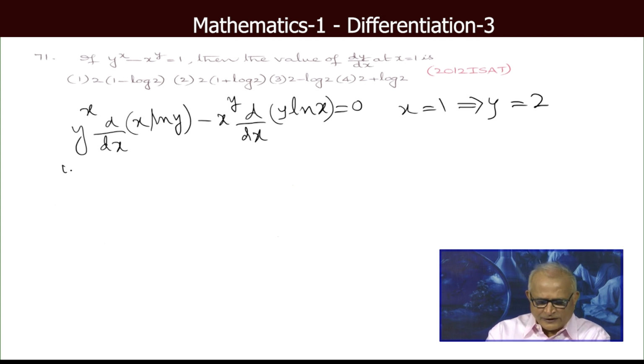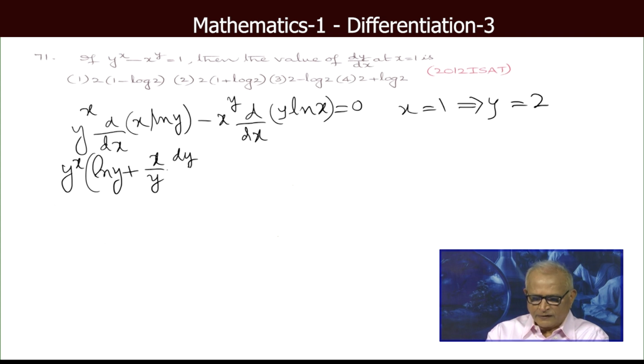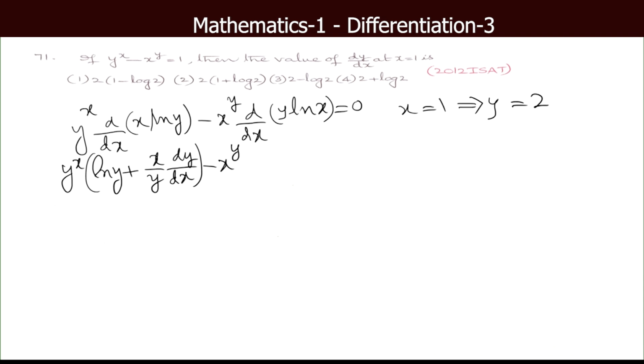this is y power x into x ln y plus x by y dy dx, minus x power y. Question on logarithmic differentiation. y ln x, y by x plus dy dx ln x is equal to 0. Follow?